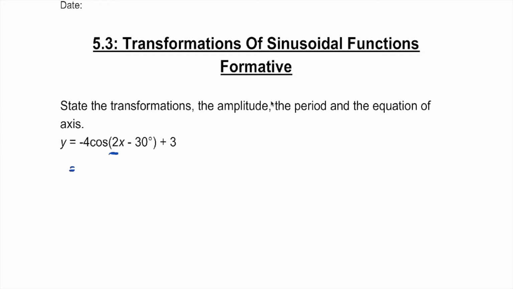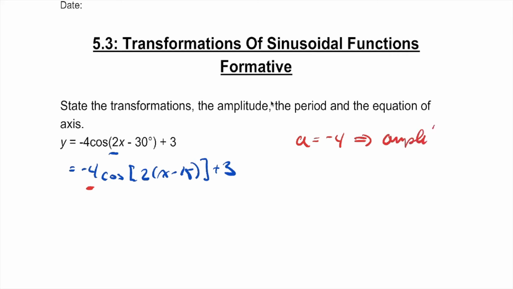So here this is going to be the same thing as minus 4 cos of 2 times (x minus 15) plus 3. So from here, let's break down the various attributes from our equation. Here we got a is negative 4, so this implies that the amplitude is going to be 4. The next thing we want to look at is the k value. So k here is 2.